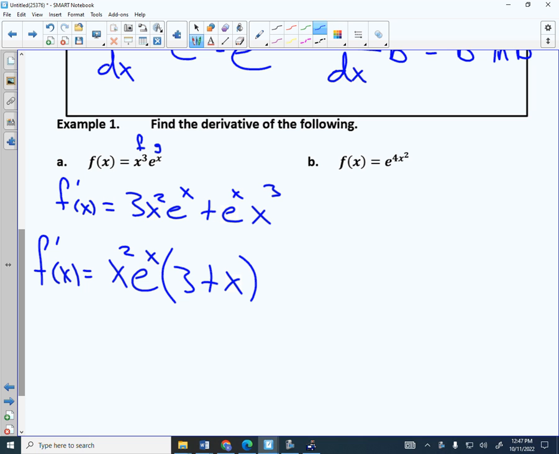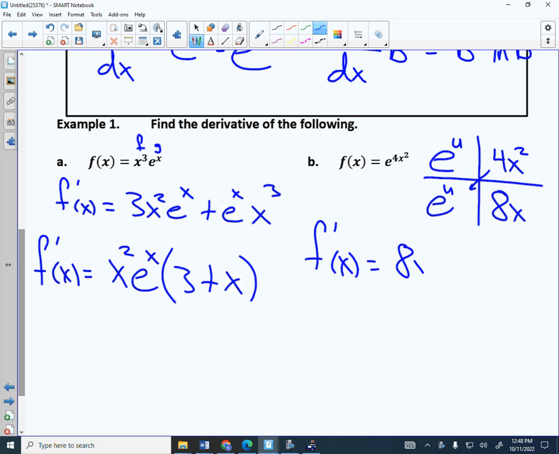Anybody, what rule do I use here? Nice idea, but I am going to use the chain rule. And what do you think is the inside? 4x squared. So then the outside is e to the u. So this is e to the u where u is 4x squared. See that? What's the derivative of e to the u? E to the u. Derivative of 4x squared? 8x. And so you get the derivative of the function is 8x e to the 4x squared.